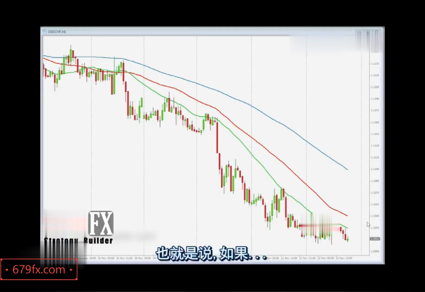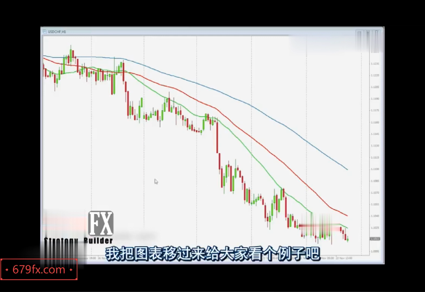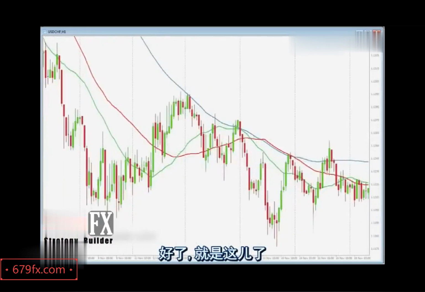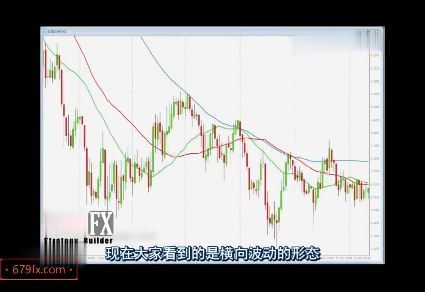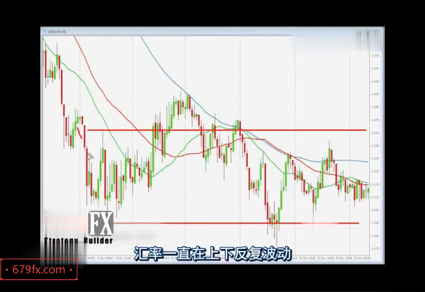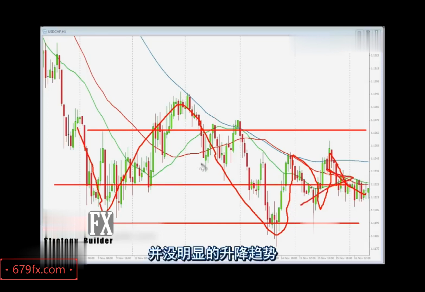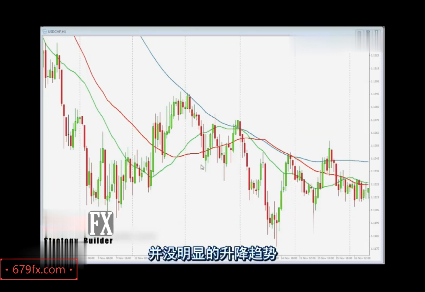That means that, let me scroll back in my chart, for example. Right here, right now, I am showing you a range bound market. A very clear range bound market. Price is basically whipping up and down, and then up and down again. Basically it's moving sideways, or at least it's definitely not moving in any particular direction.